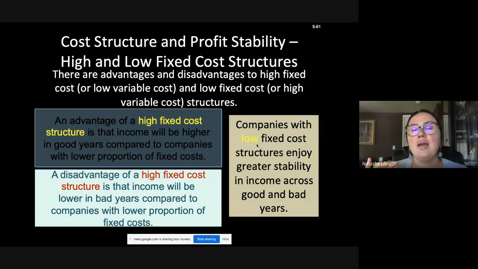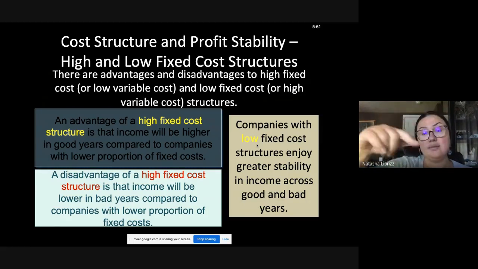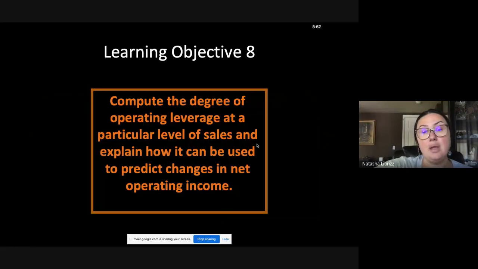Now, when you have higher... well, we'll talk about variable costs in a second. The disadvantage of high fixed costs is that when we have bad years, the cost is still there. A company with a low fixed cost structure enjoys greater stability in income across good and bad years. So there's definitely less fluctuation going on there.